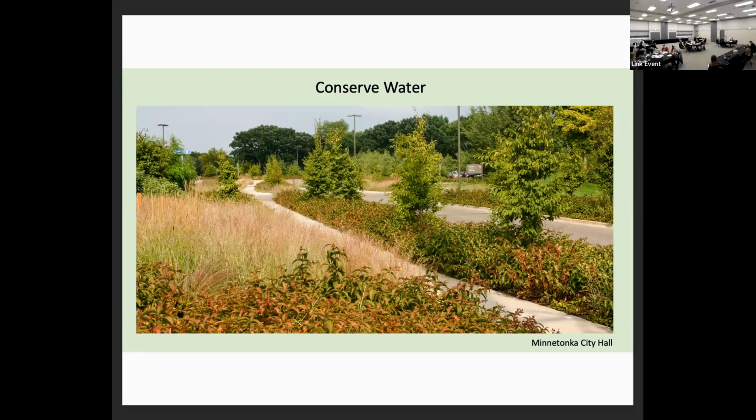And this image here at the Minnetonka City Hall shows an area that was all mowed previous to this project. And with these native plants, there's a lot of carbon being sequestered and brought into the woody plants and into the soil. Next shot. So these are water conserving landscapes because of that.